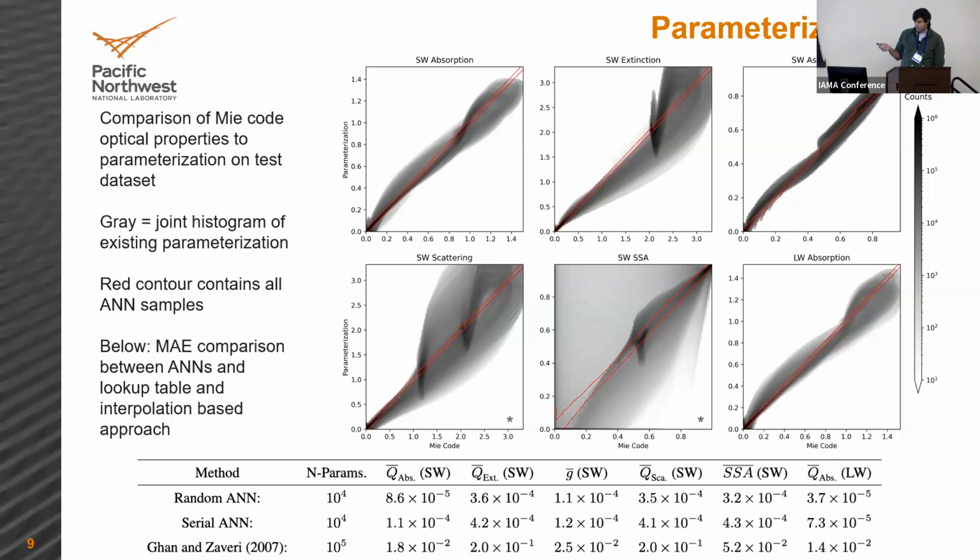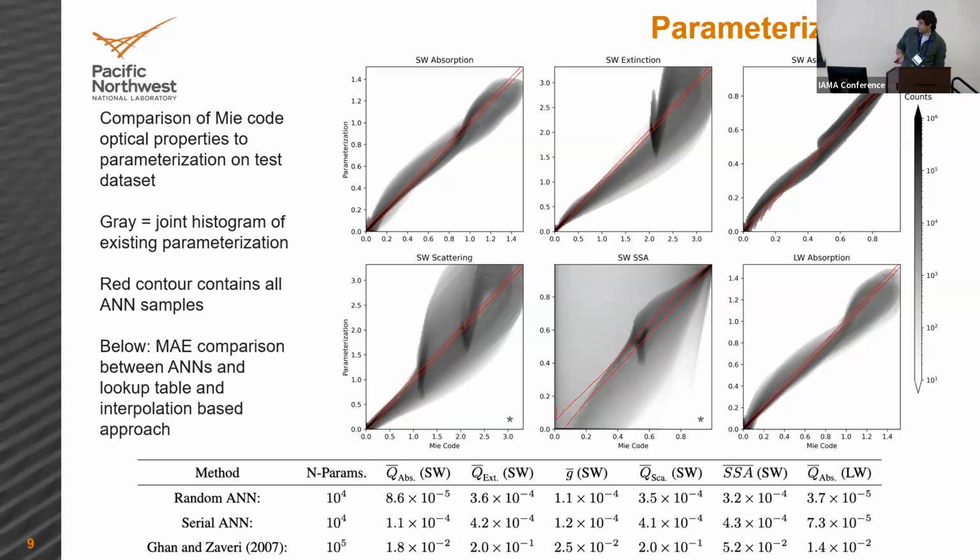So the gray shading here is showing the outputs from the parameterization that's currently used. And the red contour is a line that surrounds all of the points output by the neural network. So these neural networks are actually able to very accurately fit this data, and essentially all of their outputs lie on the one-to-one curve here.